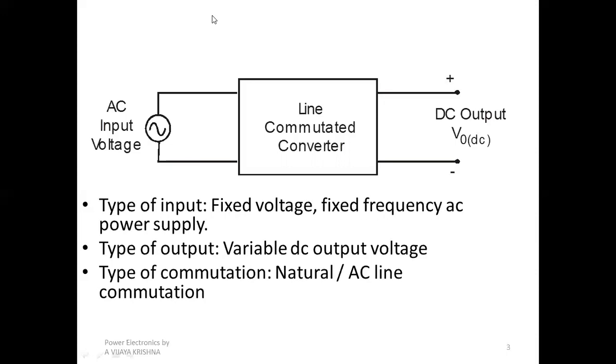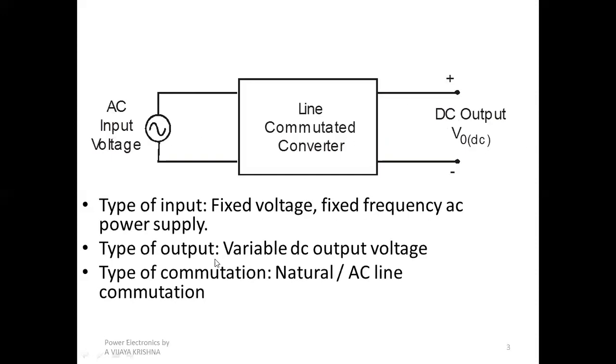Here, shown with the diagram, the AC input voltage has been applied, and a line commutated converter, that is a rectifier or a converter, has been placed, and the DC output voltage is obtained. It is shown with the open circuit, that's why V naught is the DC output. AC input voltage is given and DC output voltage is obtained. That is an AC to DC converter, line commutated converter.